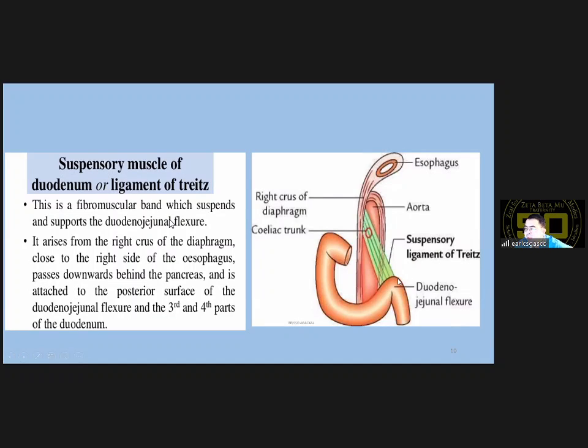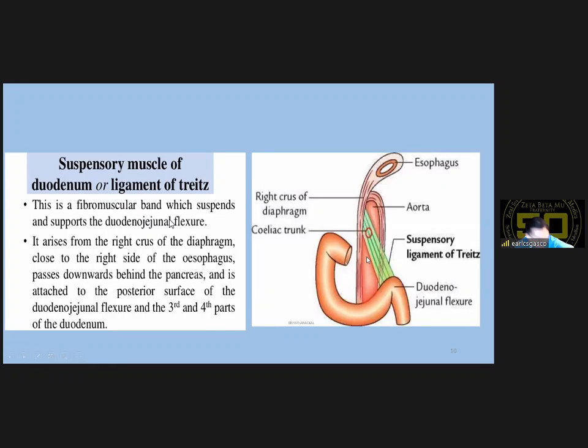This is the ligament which actually connects this flexure, the duodenojejunal flexure, to the diaphragm. So it holds it in place, no? So it arises from the right crus of the diaphragm, close to the esophagus, and passes downwards behind the pancreas, and is attached to the posterior surface of the duodenojejunal flexure, and the third and fourth parts of the duodenum.